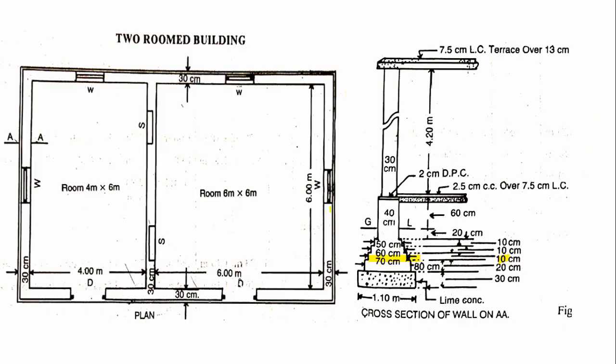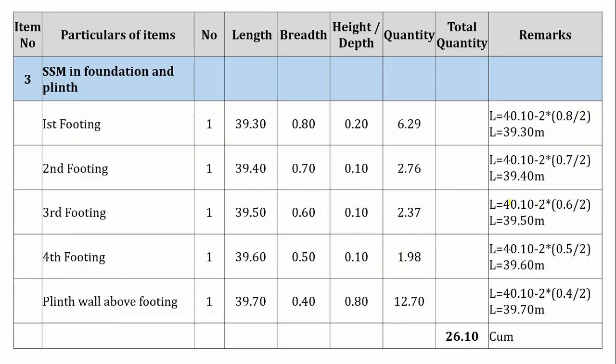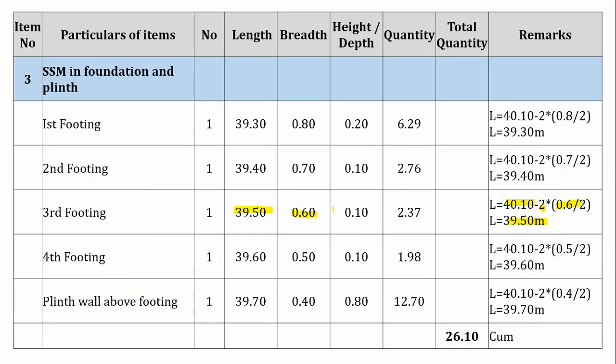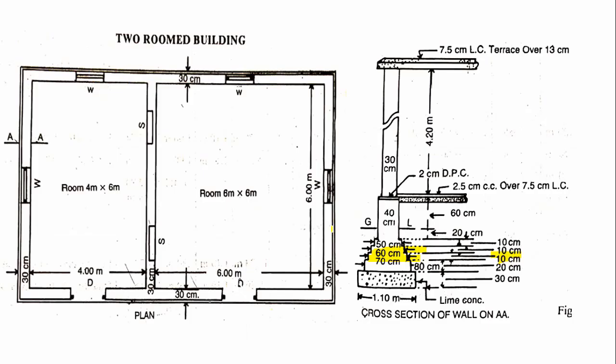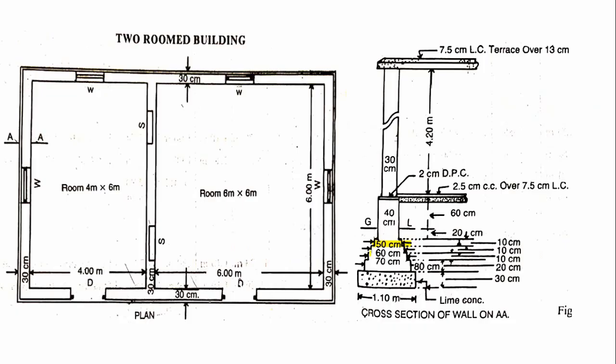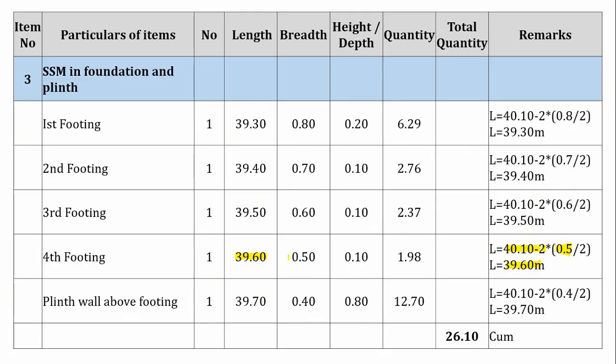Similarly, we go on calculating for third footing, that is 60 centimeters, that is center to center length minus n into b divided by 2. You will get 39.5. Breadth is 0.6, depth is 0.1. Similarly for fourth step now, 50 centimeters. That is center to center length minus 2 into 50 centimeters by 2. You get answer as 39.6. This is the length. Breadth is 50, depth is 10 centimeters. You will get the answer.